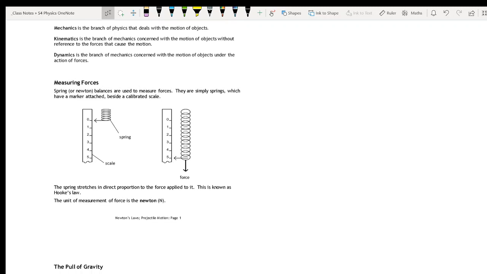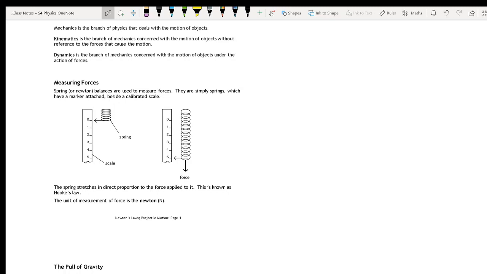Measuring forces, you're all aware of. To measure forces, you use a spring balance, Newton meter or Newton balance, all words for the same thing. They are simply springs which have a marker attached beside a calibrated scale. You've all seen these before. The more force you apply, the more the marker moves down. The spring stretches in direct proportion to the force applied to it. Hooke's law, those of you might remember that.